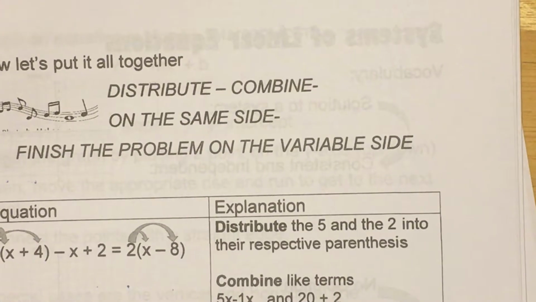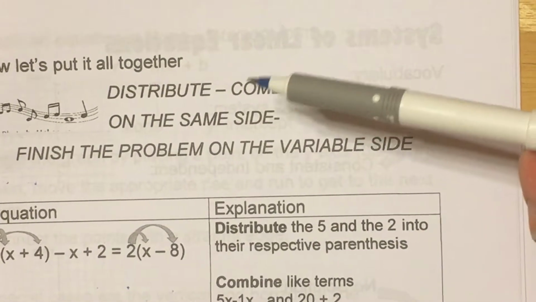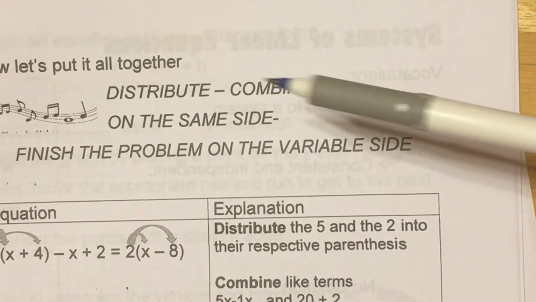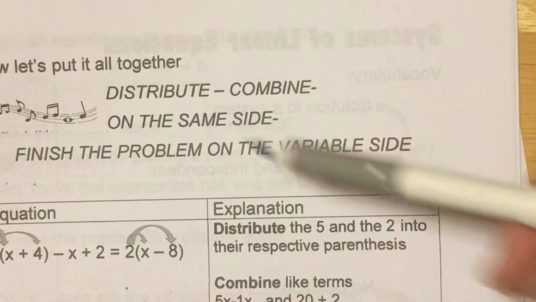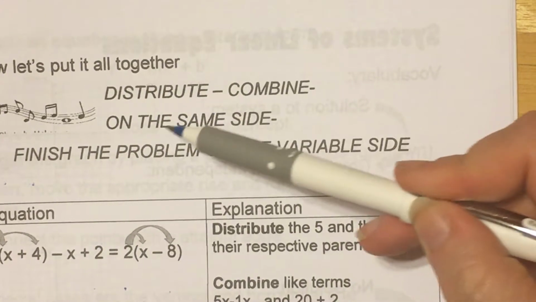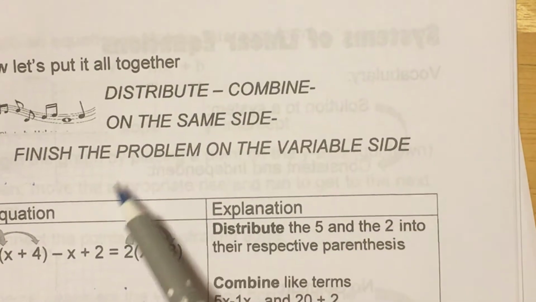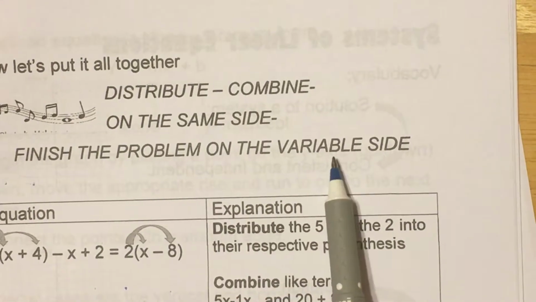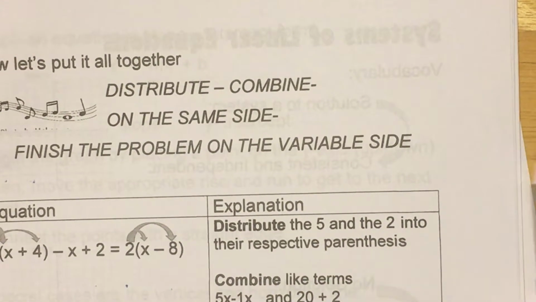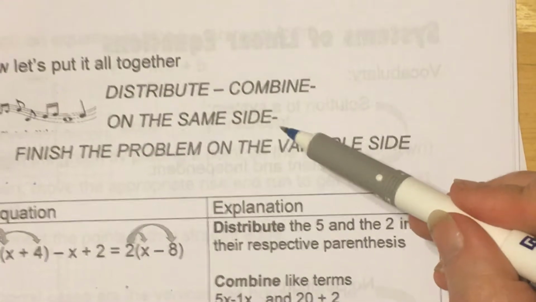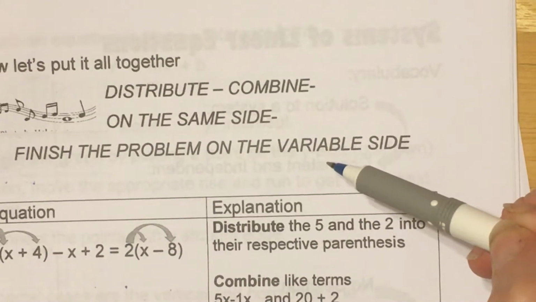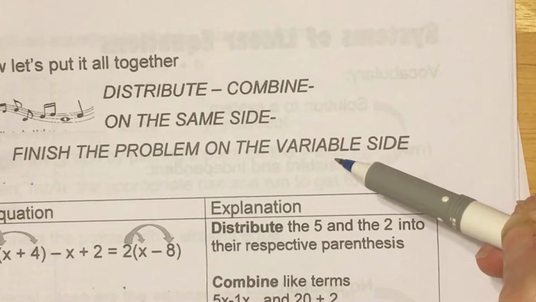So it's kind of a little bit of a chant, not necessarily a song, to help you remember the order that we solve linear equations. And it goes like this. Distribute, combine, on the same side. Finish the problem on the variable side. Again, distribute, combine, on the same side. Finish the problem on the variable side.